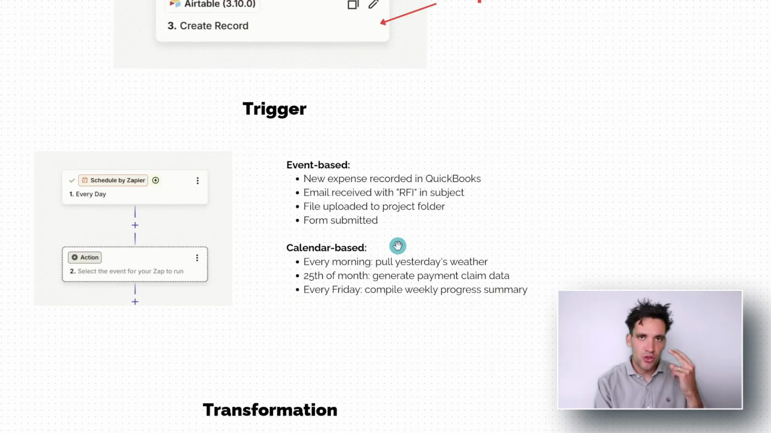In any automation, there's two types of trigger. You can have an event-based trigger. So for example, a new expense is recorded in your accounting software. You want to update your cost tracking software. A new email received with a subject line RFI, a file is uploaded to the project folder, or a form is submitted. These would be examples of event-based triggers. The other thing around time-based triggers, these are the weekly, monthly, recurring tasks. So for example, every morning you pull the weather data. The 25th of each month, you generate a draft payment claim based on the project progress. Or every Friday, compile a report of the project's progress.